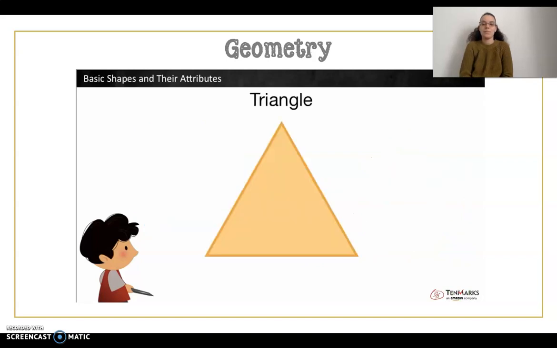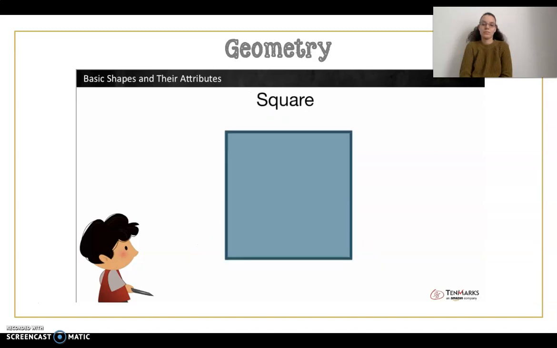This is a triangle. It is closed and has 1, 2, 3 straight sides. A triangle also has 1, 2, 3 corners. This is a square. It is a closed shape that has 1, 2, 3, 4 straight equal length sides, and 1, 2, 3, 4 corners. A square has sides and corners that are all the same size.